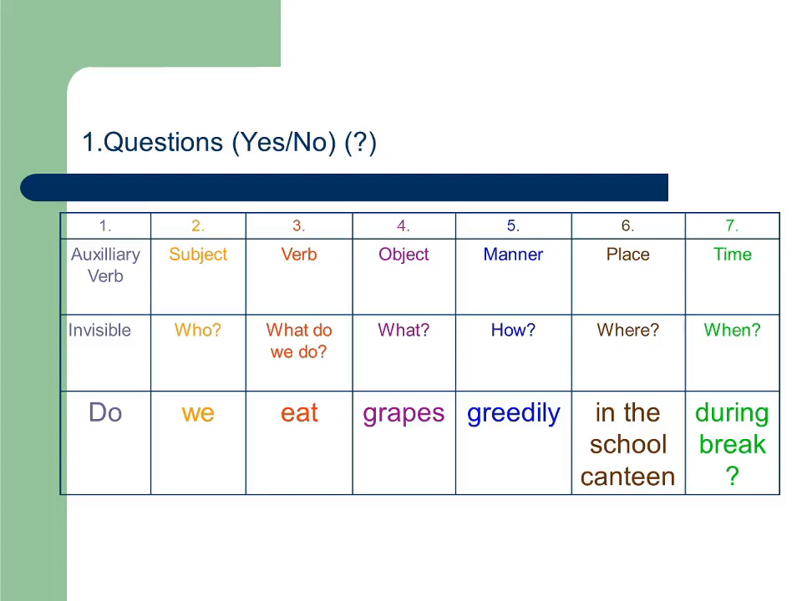Do comes first. If the do comes first, then finally we have to add a question mark. Do we eat grapes greedily in the school canteen during break? Here also the auxiliary verb comes first, then subject, then verb, then object, then manner, then place, then time. This is the order here in yes or no questions. Do we eat grapes greedily in the school canteen during break? What will be the answer here? You can assume it. Can you assume?